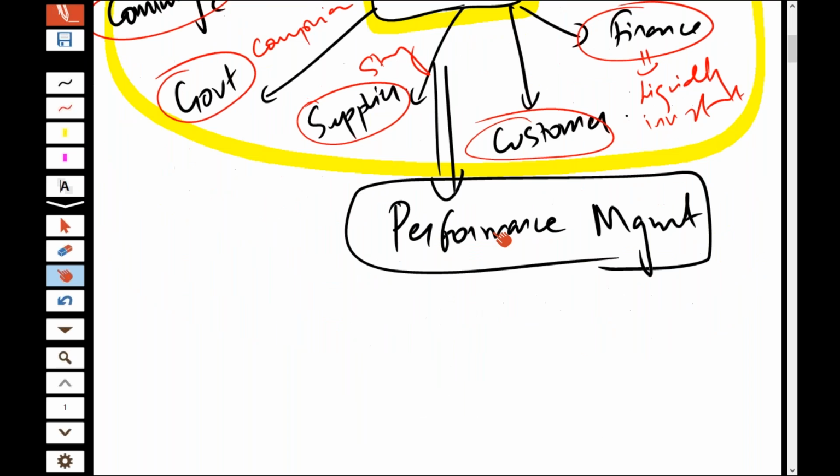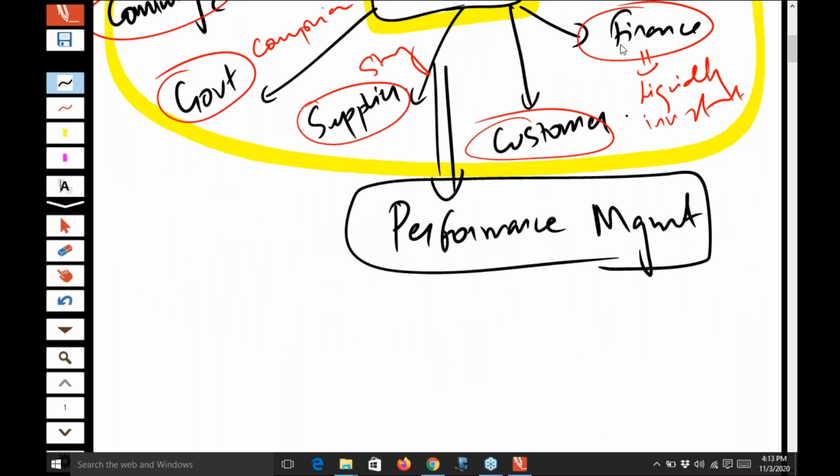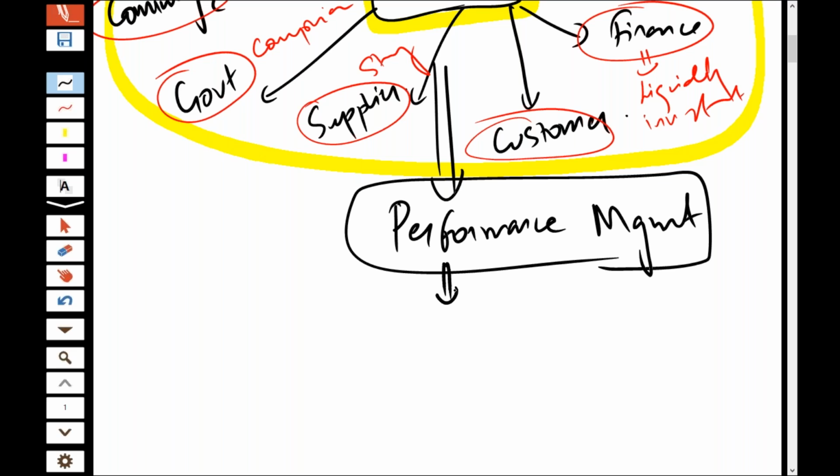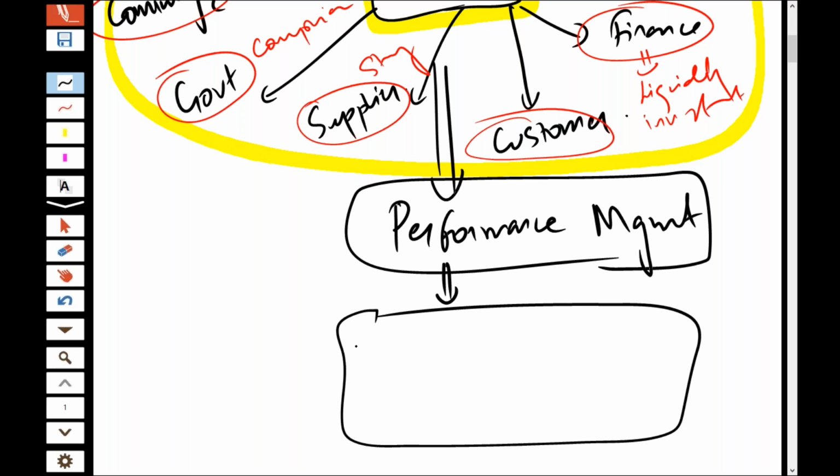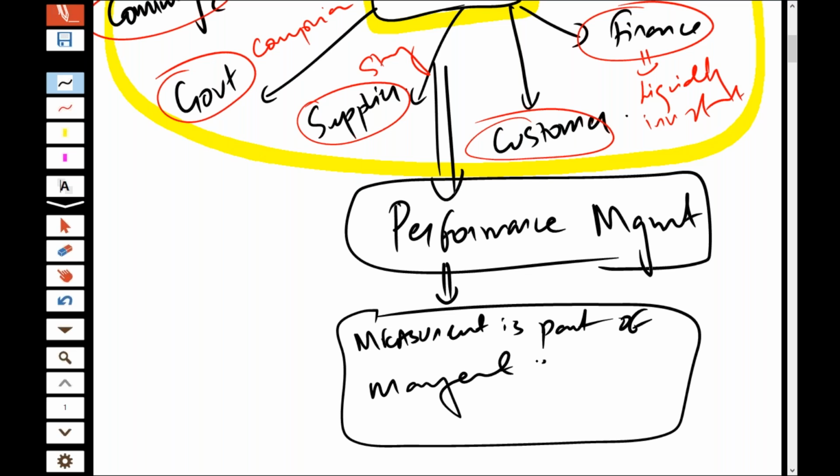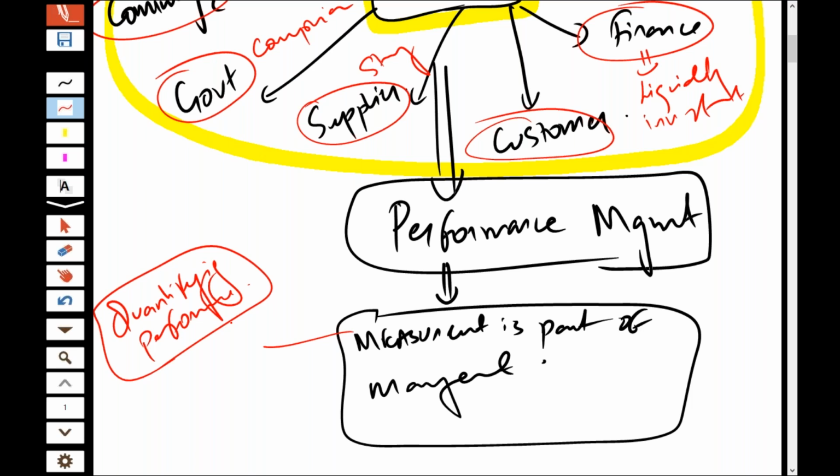Now, similarly, when we talk about the concept of performance measurement, a lot of students have actually given an answer. And what I'm going to say is that performance measurement is part of management. What do we mean by measurement? Measurement is simply quantifying performance. It's actually giving a value to the performance.